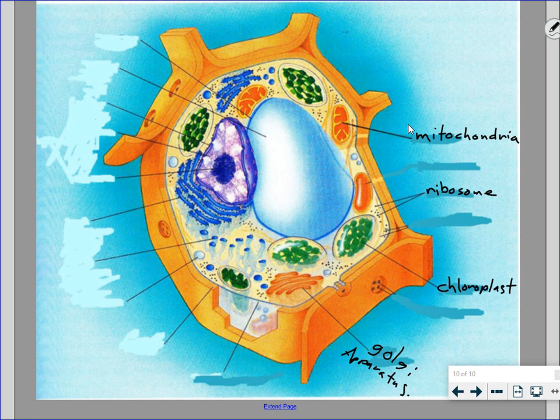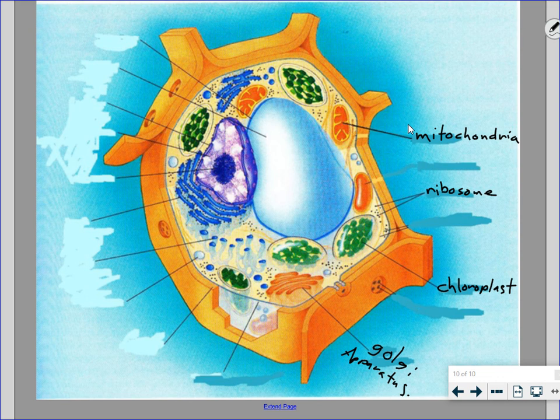So Golgi Apparatus packages wastes for removal from the cell. Okay, if this is a cell in an animal that's producing hormones, this can also help to secrete the hormone molecules. All right, down here we see that the cell wall, the big orange thing, is cut away so we can see the layer behind it.